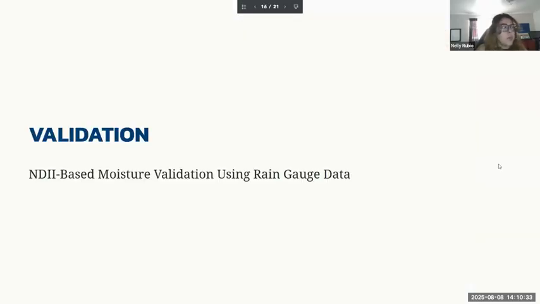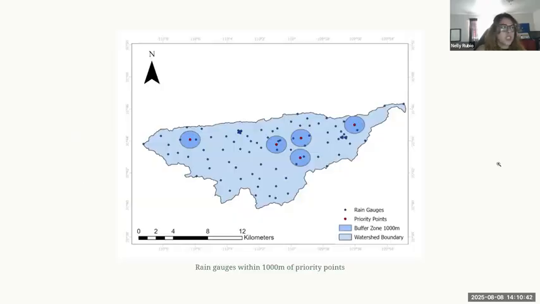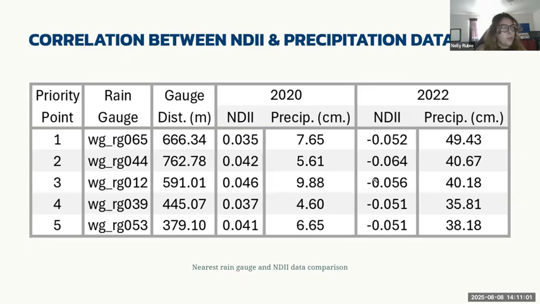To validate this model, we compared the NDII validation moisture values with the rain gauge data from the Walnut Gulch's rain gauges. We were able to use a buffer of 1,000 meters to make sure that the precipitation experienced at these rain gauges was similar to the precipitation at these priority zones. With that, we were able to pull the rain data for the nearest rain gauges.